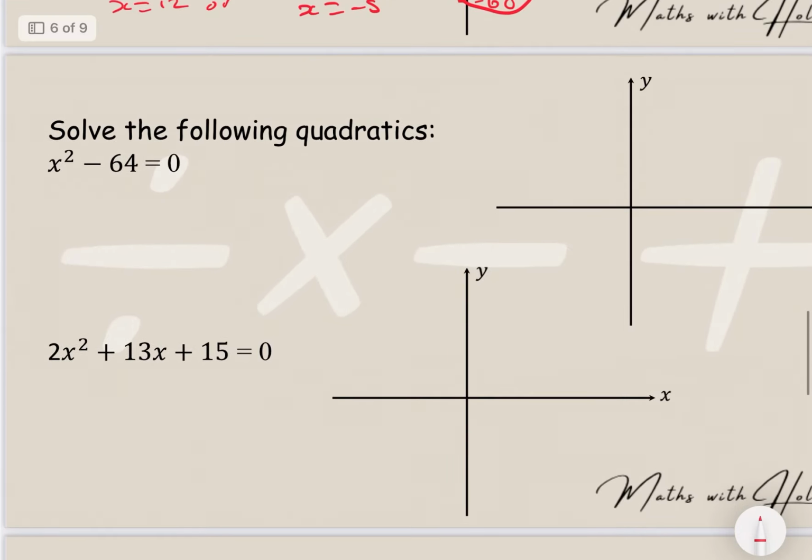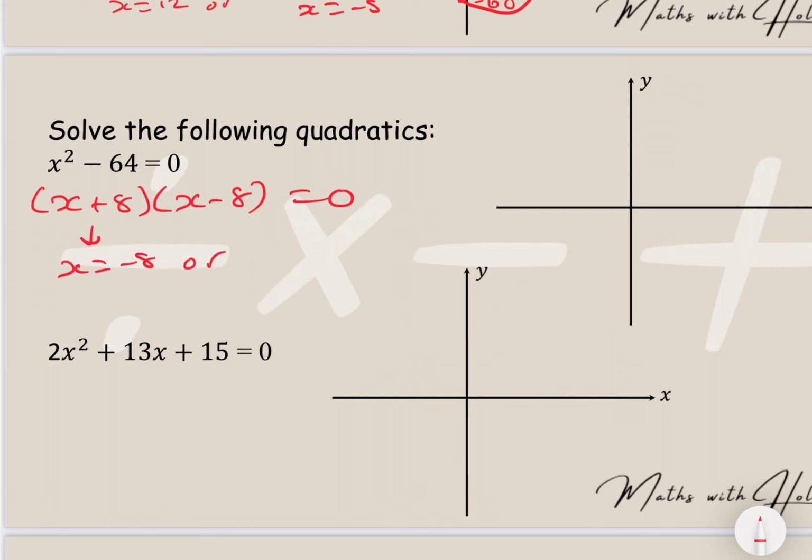So the next question is the difference of 2 squares. So it was x plus 8 and x minus 8 is 0. So that means x is negative 8 or x is positive 8. And it's going to be a nice line of symmetry with the y-axis, because it's going to go to negative 64, and it'll look something like that.